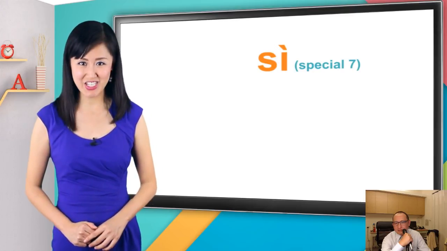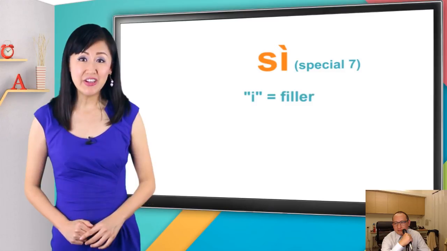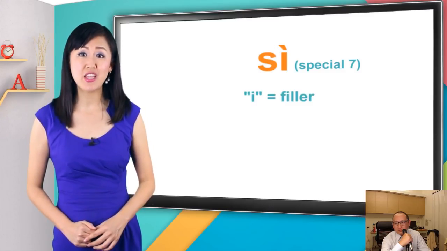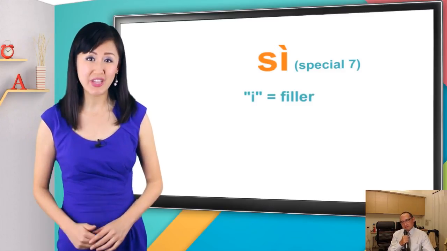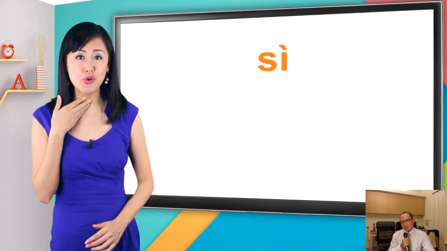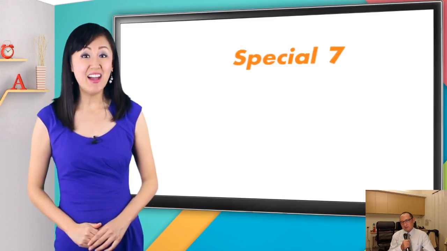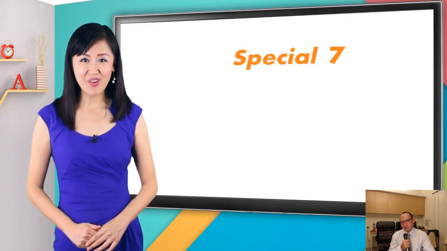Resist the temptation to pronounce it as C. The I here is just a filler telling us to make sure we put our voice into the initial. As you say it, you should feel the vibration through your vocal cords. S. S. All right, now let's review the special 7, okay?